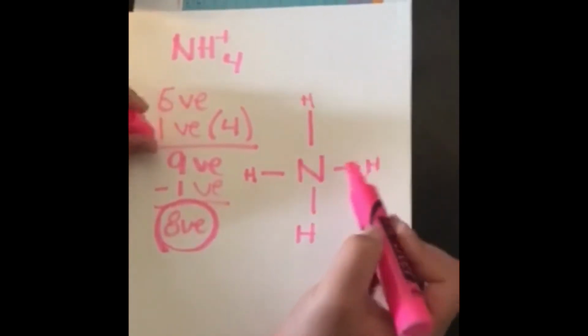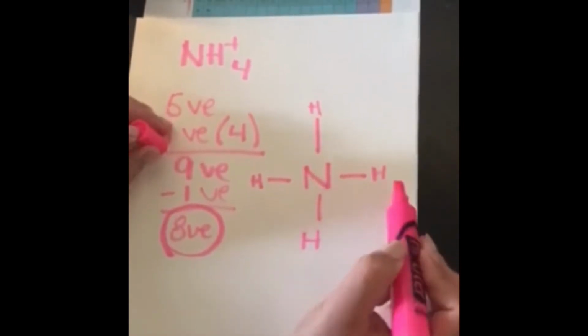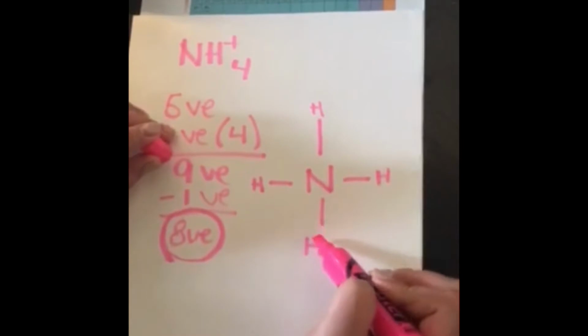We don't have to rearrange it. Nitrogen has 2, 4, 6, 8. It fulfills the octet rule. Hydrogen only needs to have 2 electrons, so each hydrogen does have 2.